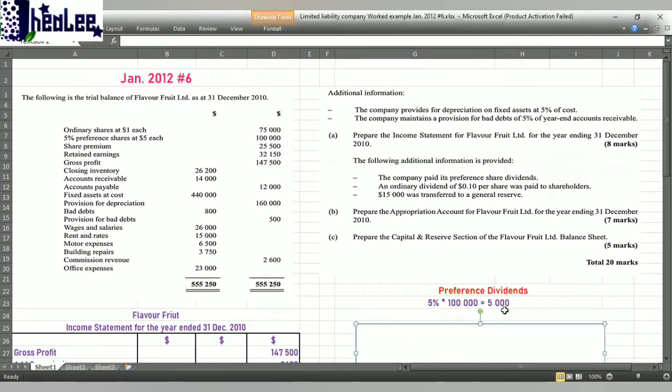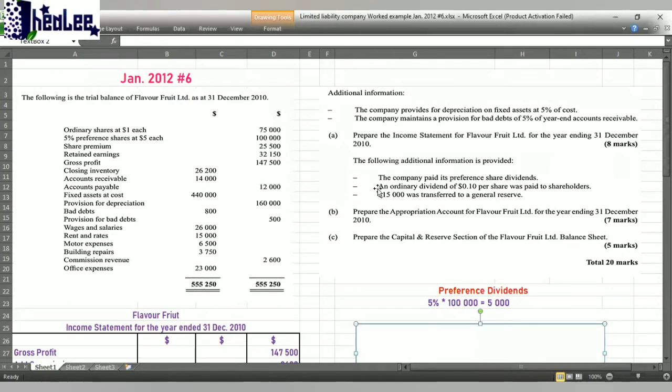What this 5% is saying is the rate to be paid out to our preference shareholders as dividend per year. So in calculating the dividend for preference shareholders, we have, as you're seeing right there, preference dividends: the rate, that is the percentage beside the item preference shares, multiplied by the value, and that gives us $5,000. So our preference share dividend for the period is $5,000.